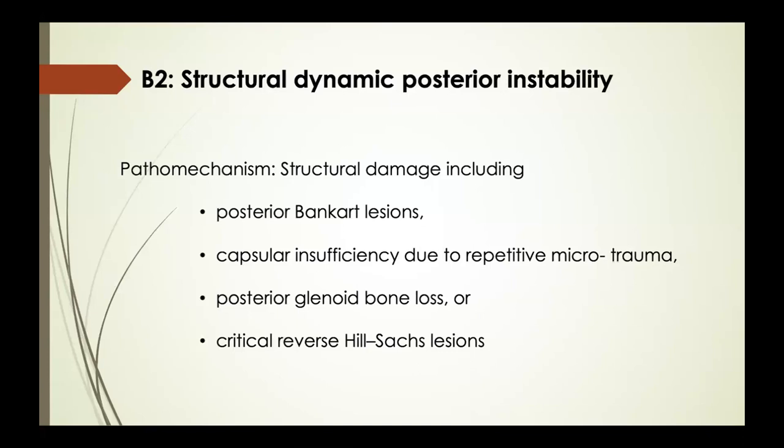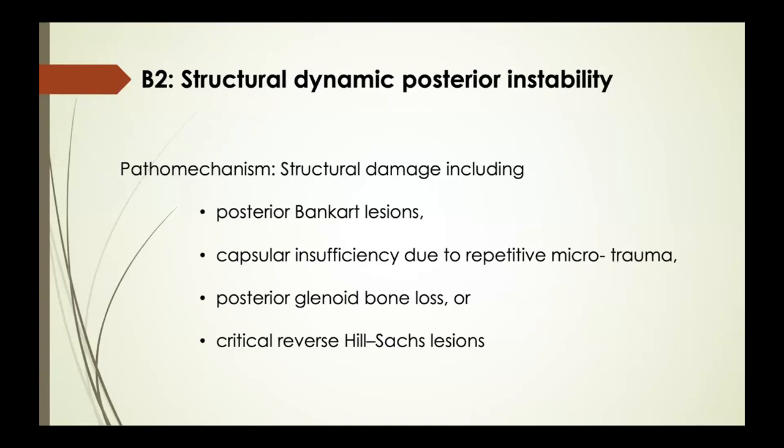In this, the structural damage includes posterior Bankart lesion, capsular insufficiency due to repeated microtrauma, then posterior glenoid bone loss or critical reverse Hill-Sachs lesion. And this might cause posterior shoulder instability during axial loading, like forward flexion and an internally rotated arm.